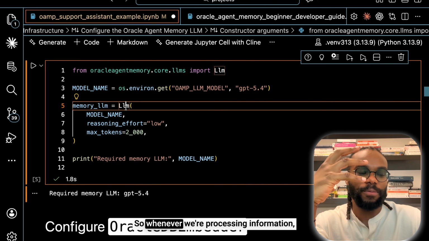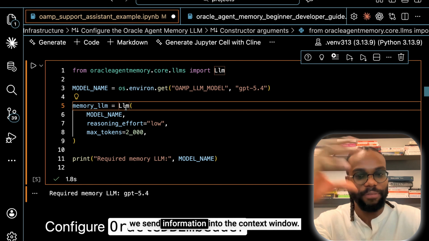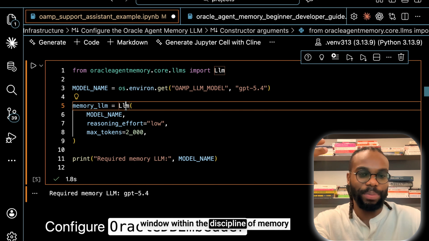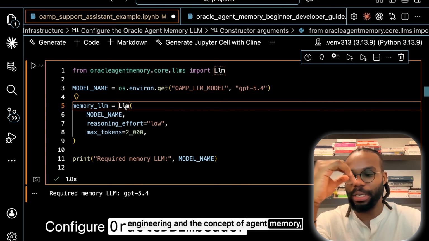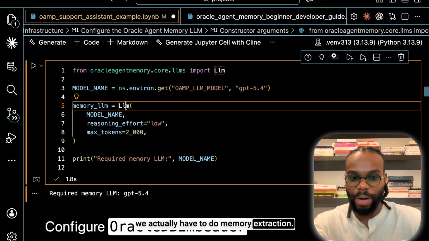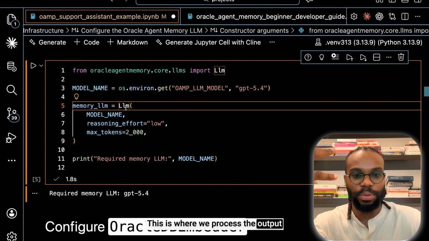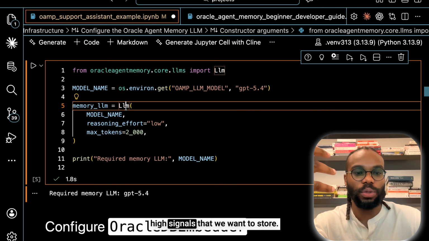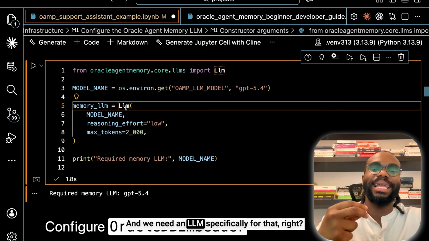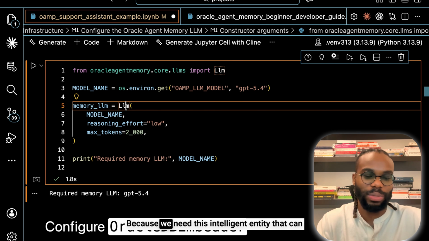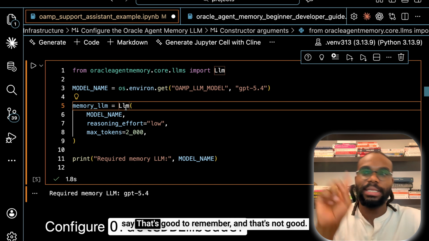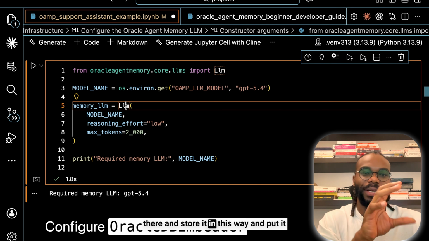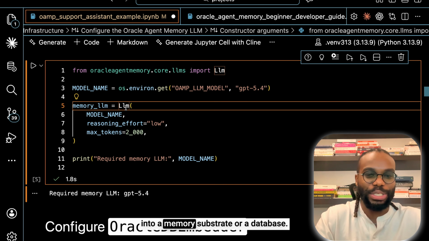Whenever we're processing information, we send information into the context window. When information comes out of the context window, within the discipline of memory engineering and the concept of agent memory, we actually have to do memory extraction. This is where we process the output of this LLM and see what the high signals are that we want to store. We need an LLM specifically for that, because we need an intelligent entity that can say, that's good to remember and that's not, and let me pull out all the key information and store it in this way in a memory substrate or a database.